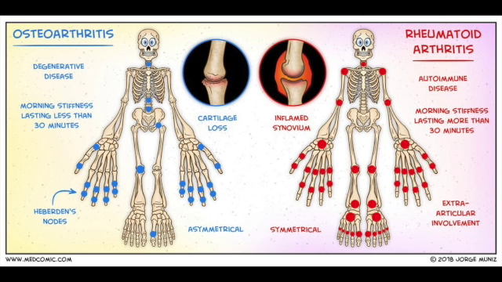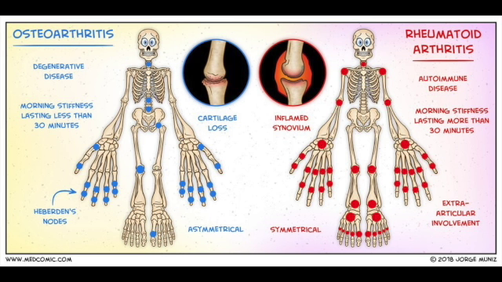Prompt initiation of DMARDs, disease-modifying anti-rheumatic drugs, to slow the disease progression, especially methotrexate and leflunomide, and NSAIDs for immediate symptom control. Methotrexate and leflunomide are preferred in patients with high disease activity and advanced disease. Glucocorticoids are second line for symptom relief. They do not slow the disease progression, as methotrexate does. So again, distinguishing between RA and OA.